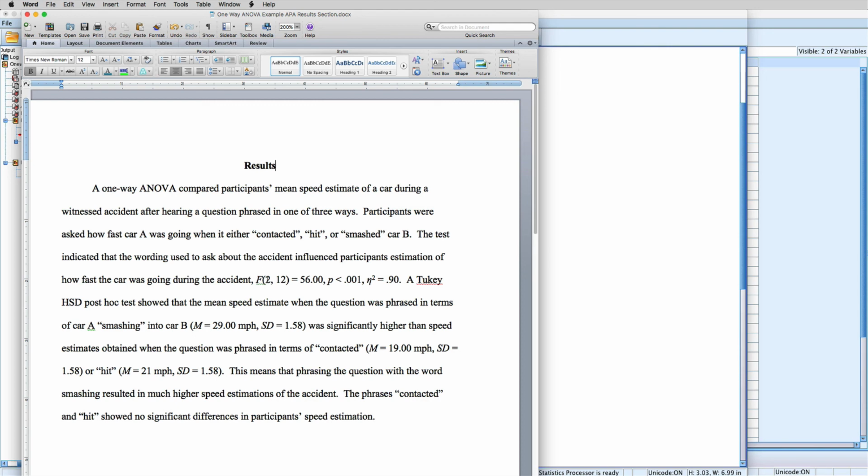And in this case, F with 2 and 12 degrees of freedom was 56. The probability of obtaining an F that large if the null hypothesis were true, if there were no differences between any groups, was less than 0.001, and this is a very large effect size of eta squared. We then report the post hoc test. A Tukey HSD post hoc test showed that the mean speed estimate when the question was phrased in terms of car A smashing into car B was significantly higher. So it was higher for smashing than contacted or hit, and we report the means and standard deviations for each of those there. And then we also include the fact that no significant differences were found between contacted and hit.